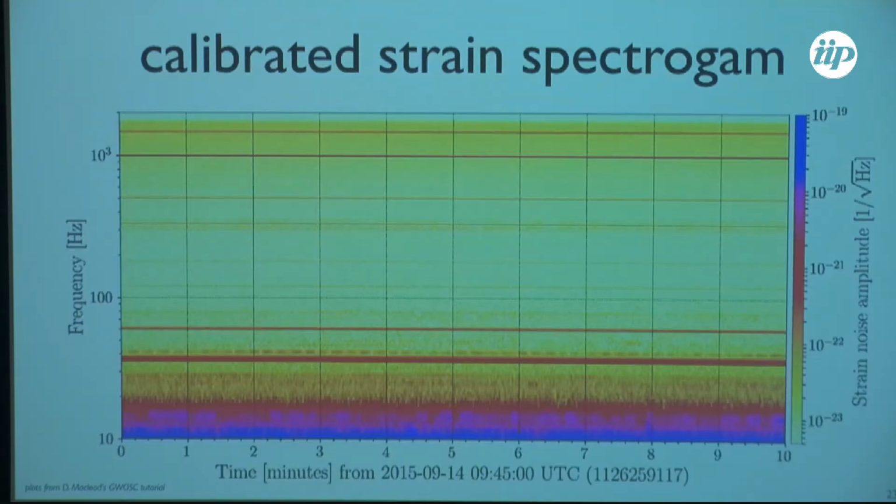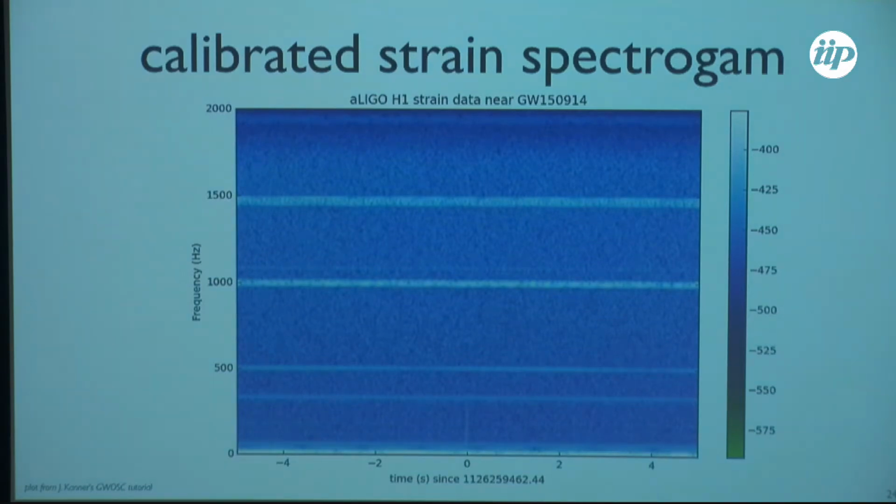To pique your interest, here's a different plot of actual data around 150914. It's 10 minutes, centered at the time of 150914. And there's an interesting feature in the spectrogram. Who sees it? That? Yeah, that's 150914.